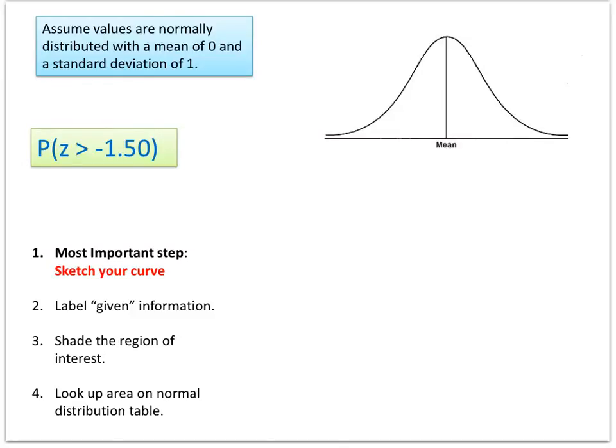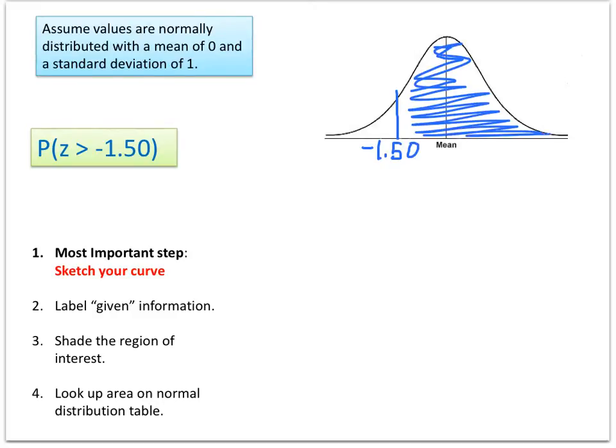As always, the most important step is to sketch your curve. And this is a problem where you're going to see why this is extremely important. Again, the mean is in the middle. My z is to the left of the mean, once again, because it's a negative value. So sketch it anywhere to the left and label it negative 1.50. But this time, I want to know the probability of being greater than my z-score. So I'm interested in all the values to the right.